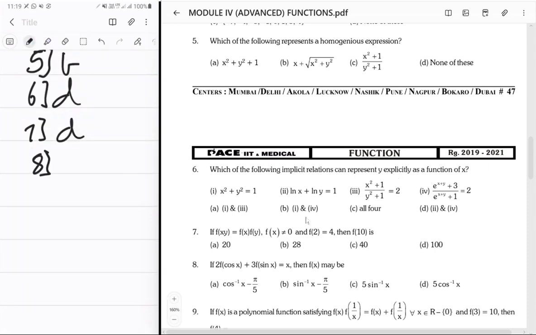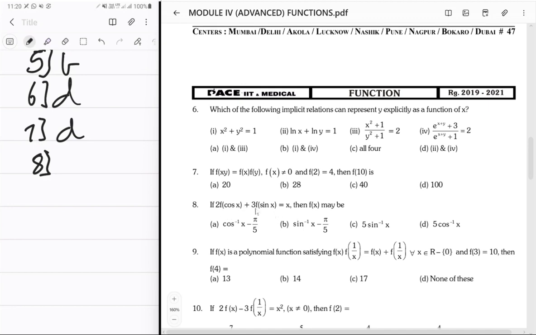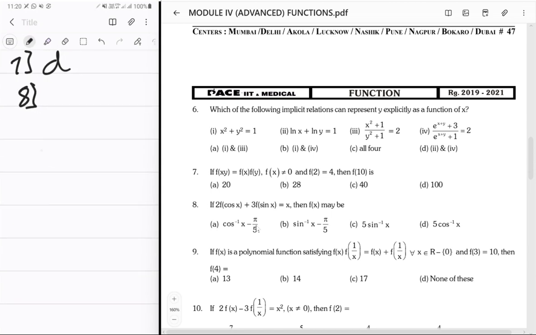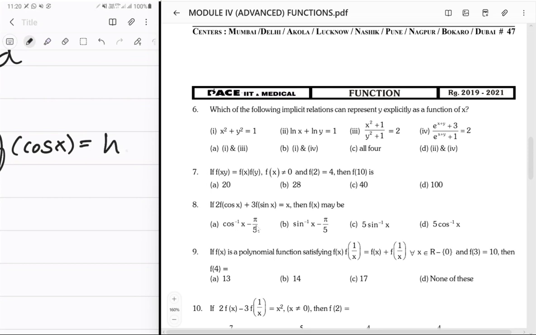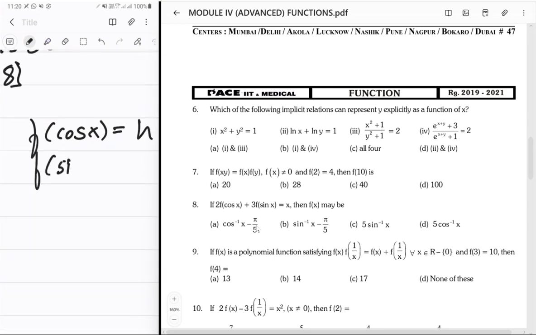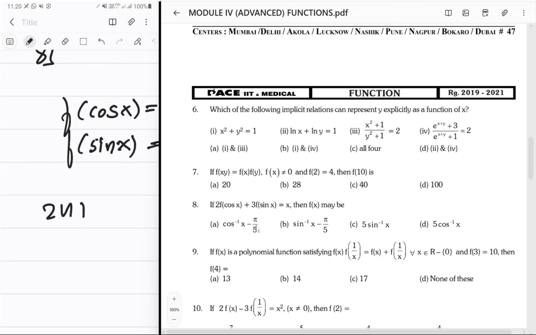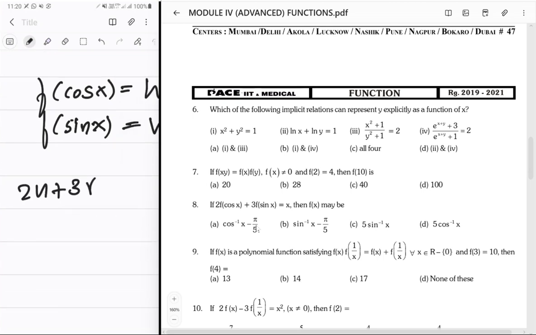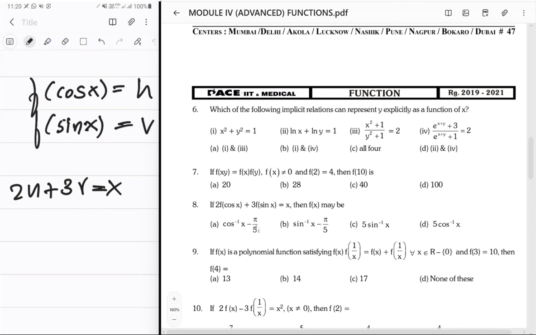8th. 2f of cosine x plus 3f of sine x is equal to x, then f may be... So maybe, is that real? Oh god. Oh hey, I think I know a way to do this. So let's call f of cosine x as u, and f of sine x as v. So what we actually have is 2u plus 3v is equal to x. Now what I'm going to do is, instead of x, just put pi upon 2 minus x in this whole equation.